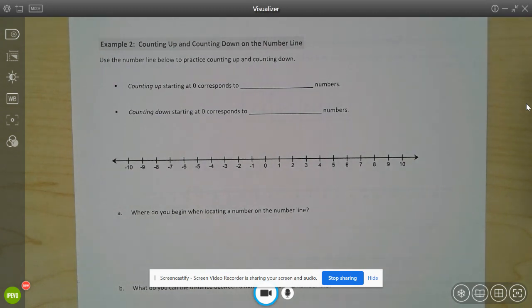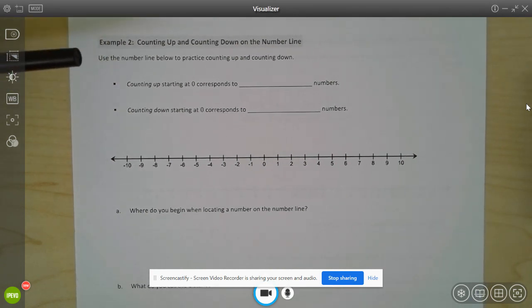Awesome. Module 2 is all about integers, positive and negative numbers. So let's jump right in with our example 2. Example 2 says counting up and counting down on the number line.